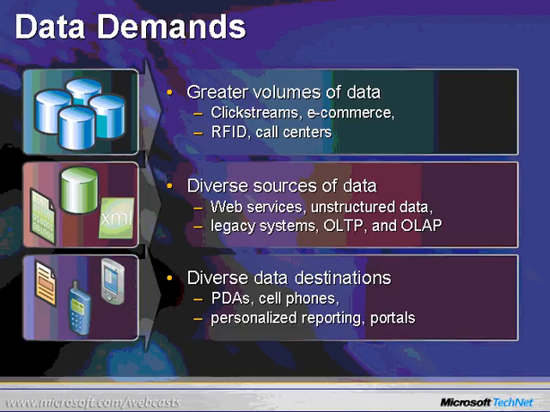In addition to the growing number of data sources, the number of data destinations is growing as well. People want to get information on their PDAs, their mobile phones, their personal web portals, on the internet, or through an intranet or extranet. With all these growing demands comes the need for more and more robust products that can reliably and quickly handle large volumes of data with diverse sources as well as destinations, and IS helps address all of these needs.